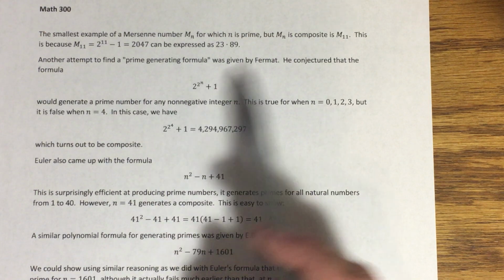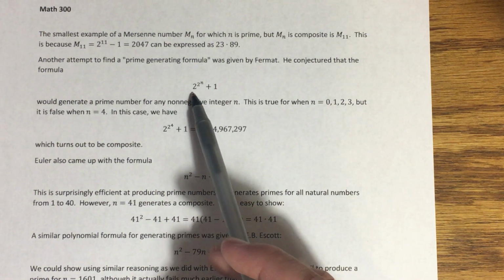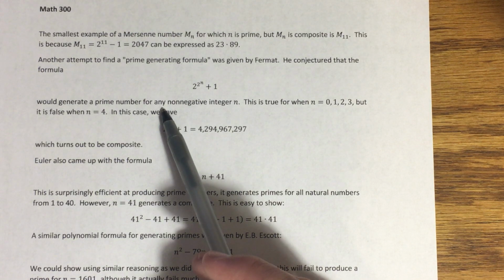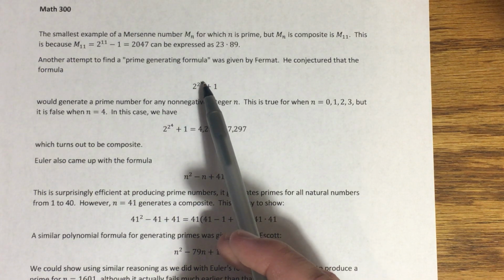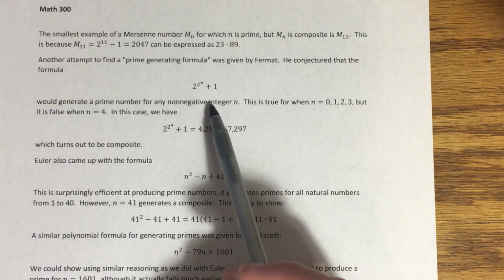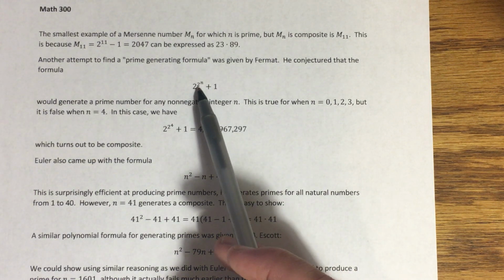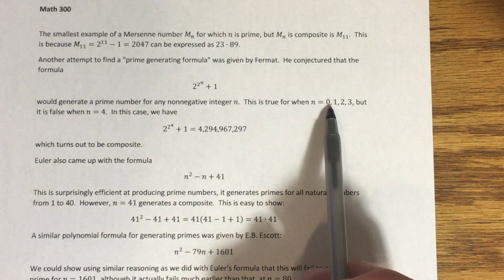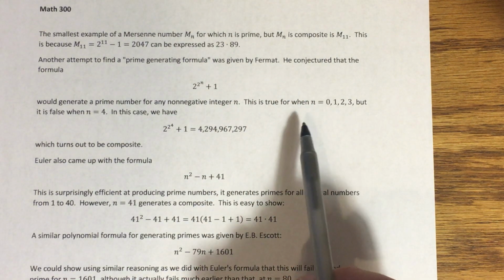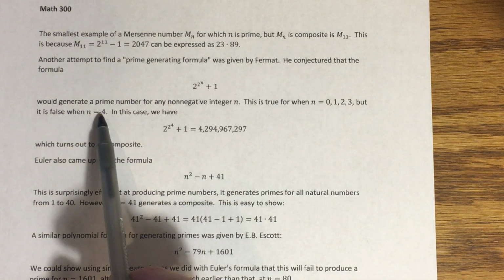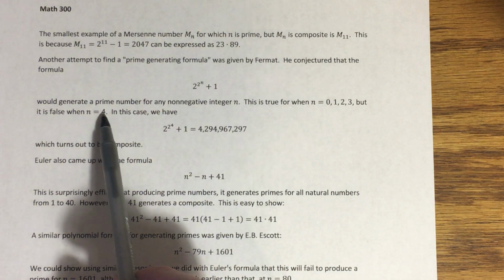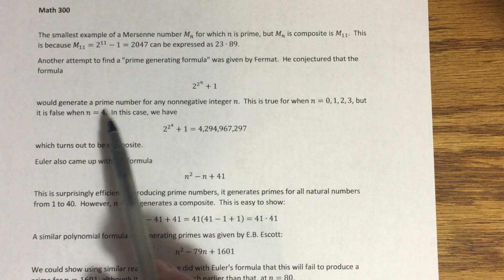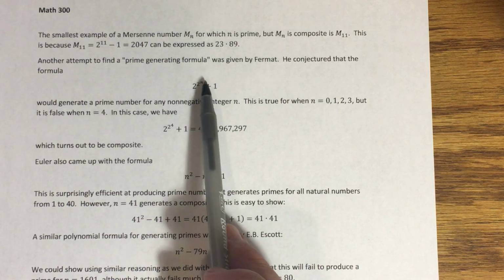Fermat believed, or he conjectured, that this formula would create a prime number for every single natural number that you plug into this. In fact, even if you plug a 0 in for this, it produces a prime number. And it turns out to be true for the numbers 0, 1, 2, and 3, but pretty quickly we get to a case that's not true. N equals 4 does not produce a prime number if you plug 4 in for that n right there.